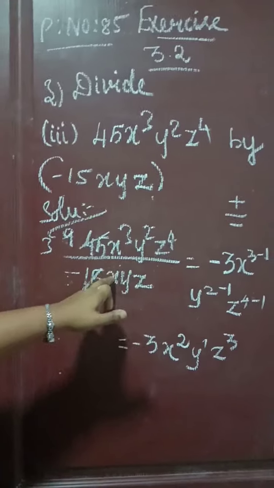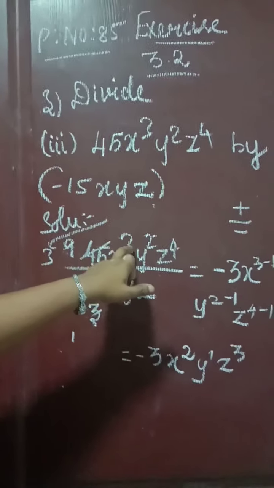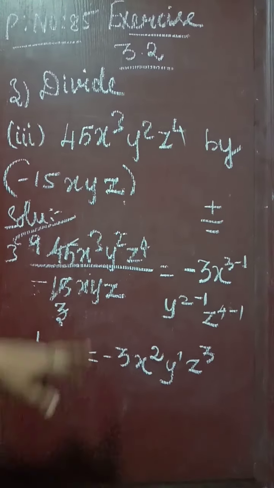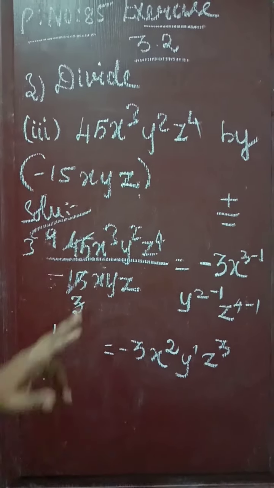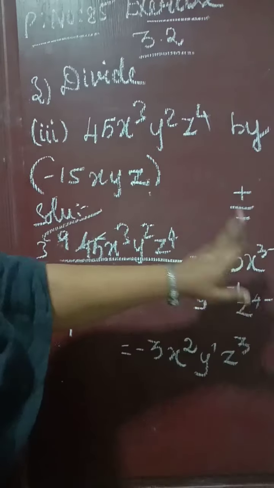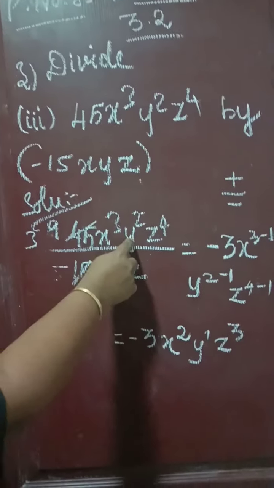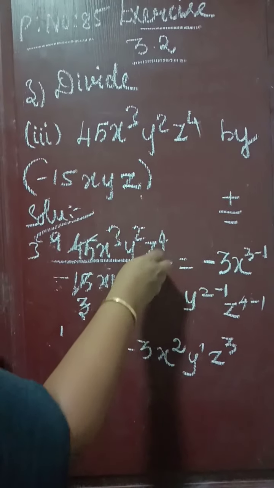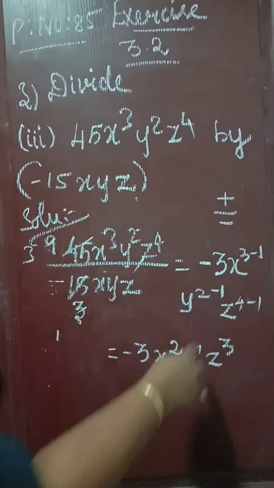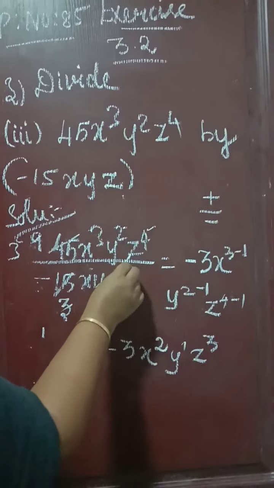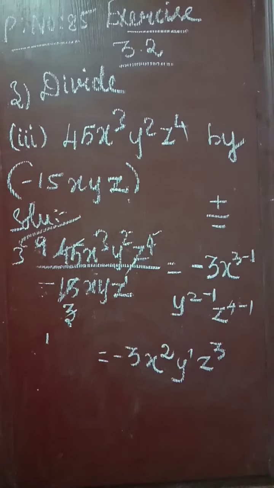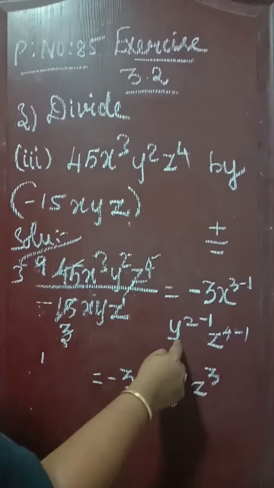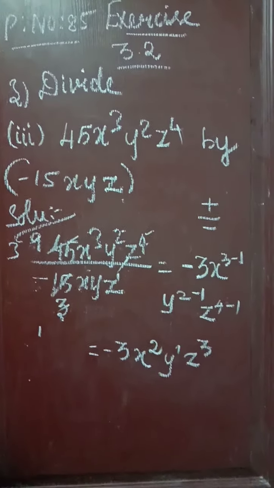Next come to the variable. In division, if the variables are same, you subtract the power. So here power is 3, here power is 1. Nothing is given means it is understood as 1. So 3 minus 1. Next one y, here 2. So 2 minus 1. Next these are the same variables. So z power, here 4, here 1. So 4 minus 1 is 3. So last answer: minus 3 x squared y power 1 z power 3.